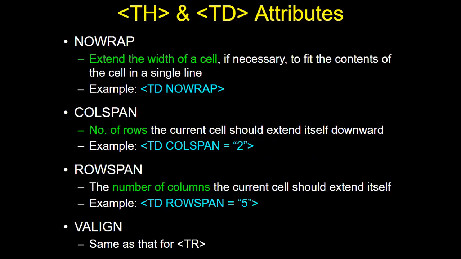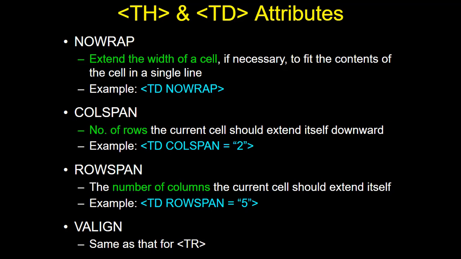Here we have some other attributes that are used with TH and TD tags. The first one is nowrap. The nowrap attribute will extend the width of a cell if necessary to fit the content of the cell in a single line. It means if we use this attribute with table heading or table data, it will extend the width of the cell according to the given text.